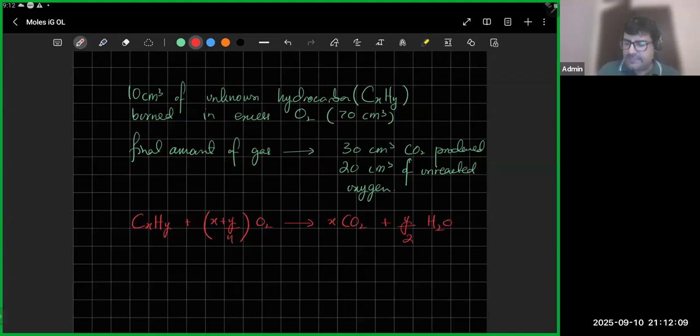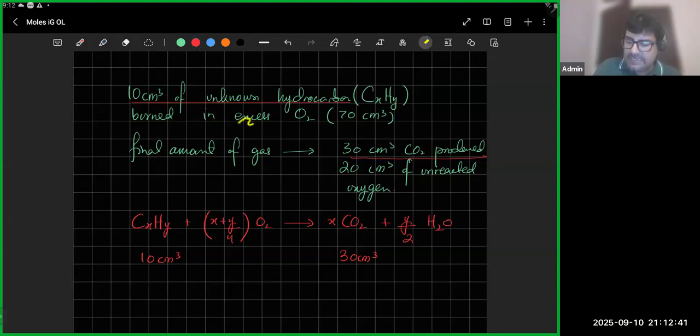So what is the information that's given? That the carbon dioxide is 30 cm cube. And the unknown hydrocarbon is 10 cm cube. So 10 cm cube of the unknown hydrocarbon is given, and 30 cm cube of carbon dioxide is being produced. There's one more piece of information that's given, and that's the amount of oxygen.